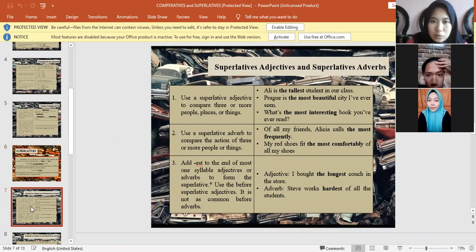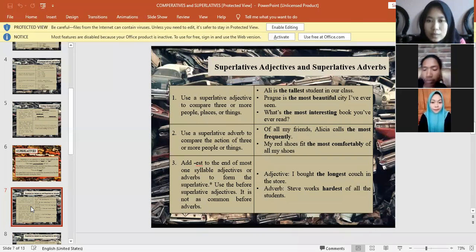The next is superlative adjectives and superlative adverbs. The first is use a superlative adjective to compare three or more people, places, or things. For example, Ali is the tallest student in our class. Next, Prague is the most beautiful city I've ever seen. The next, what's the most interesting book you ever read?